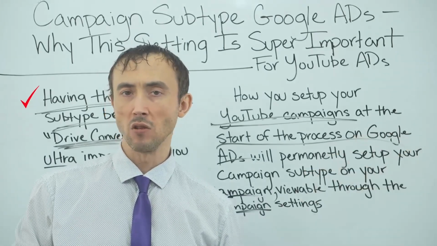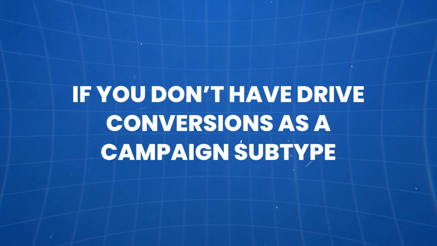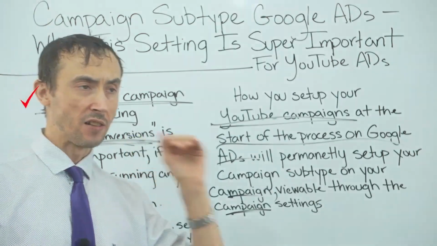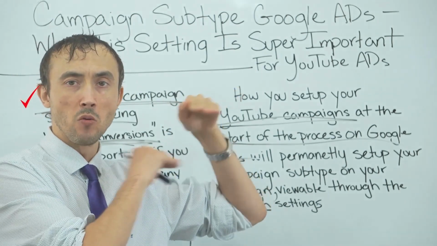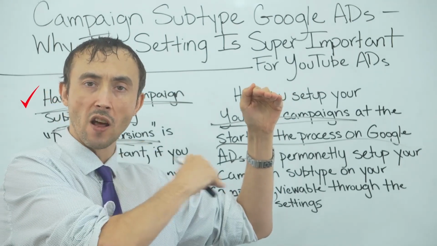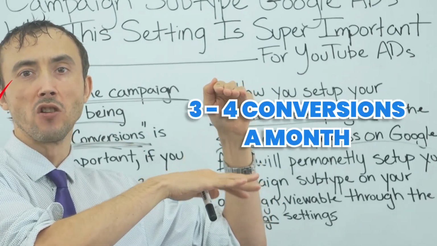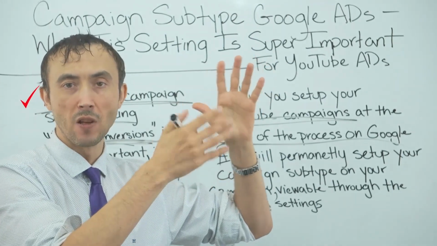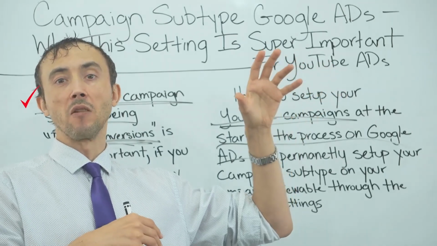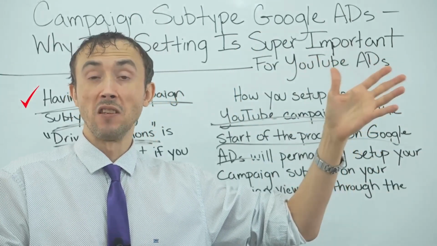Anyway, with that said, if you're trying to get somebody to see your video ad on YouTube, click through and buy, or turn into a lead to then eventually buy, and you don't have drive conversions as the campaign subtype, as we found out at our firm, the campaign just won't convert hardly at all. We ran several tests with two YouTube campaigns, one set for the reach and awareness campaign subtype, one on drive conversions. The one on drive conversions will get three to four conversions a month on a high price item, which is decent. The other one will get zero. It literally makes the difference between it working at all, and I think Google is basically just pissing your money away in all the places they know don't convert.